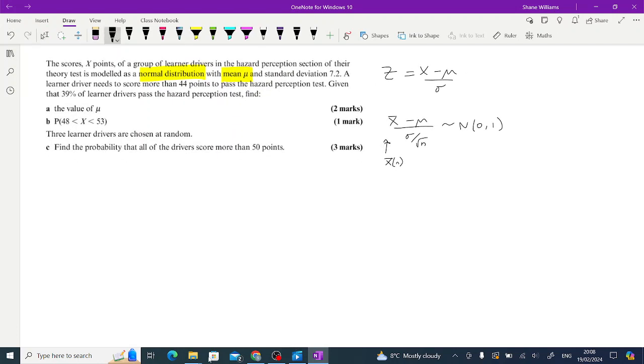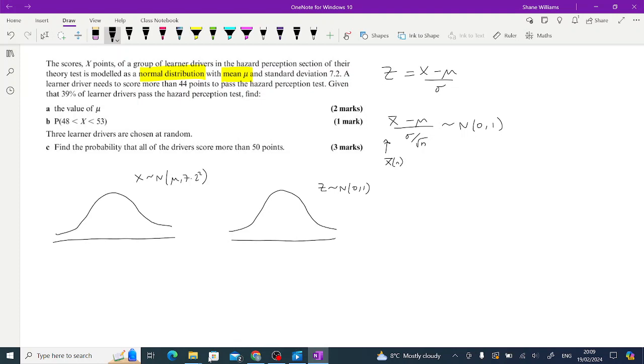Okay, so what I do now is I draw the two different distributions. So if you're trying to do one of these questions where you have to use the standardization formula, I'm going to draw the Z normal. That's the one with parameters 0, 1. And the one that I'm dealing with, which is X follows a normal with mean mu and variance 7.2 squared. And then I'm going to put the information on. It needs to score more than 44% to pass the test and 39% pass the test. So more than 44 should have a probability of 39%.